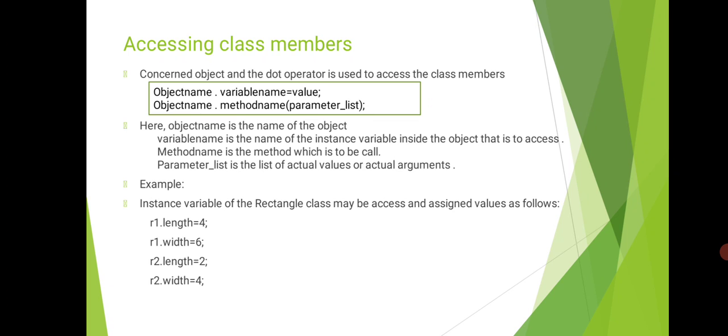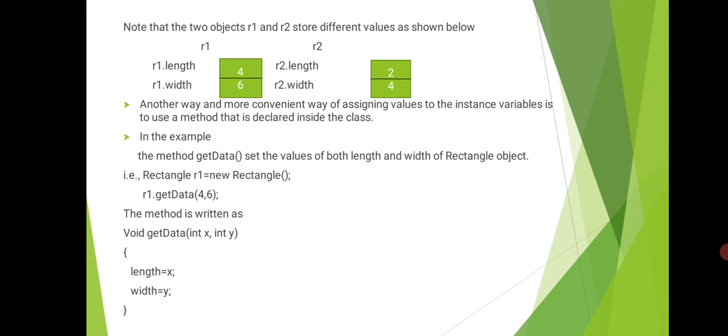Like this way we can store the value for an instance variable through the object. Next we have another object r2 having its own length and width. For that we are storing 2 and 4. r2 dot length is equal to 2 and r2 dot width is equal to 4. So it is shown like this, that is, two objects r1 and r2 store different values as shown.